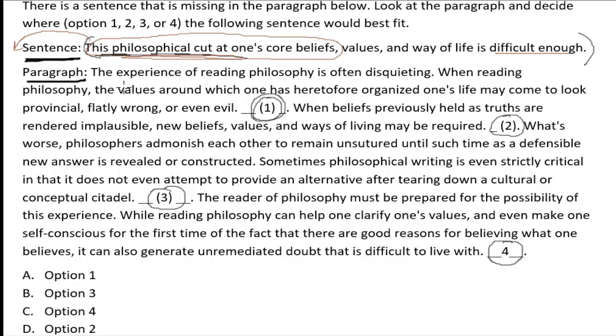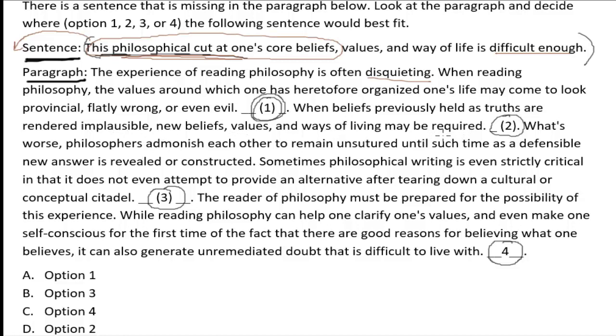The paragraph says the experience of reading philosophy is often disquieting. Disquieting means discomforting. When reading philosophy, the values around which one has heretofore organized one's belief may come to look provincial, flatly wrong, or even evil. So the author says that the experience of reading philosophy is disquieting. When reading philosophy, the values around which one has heretofore organized one's life may come to look provincial, flatly wrong, or even evil.